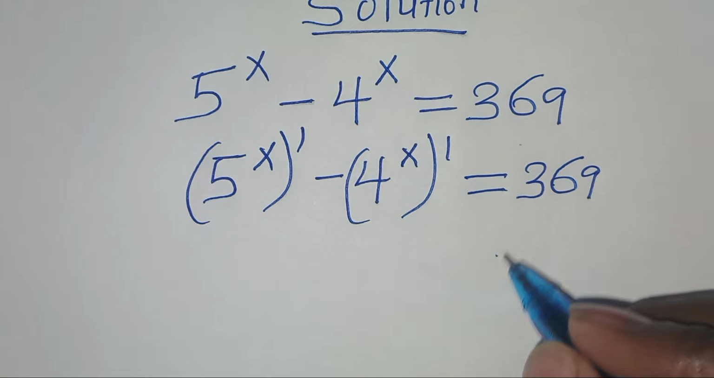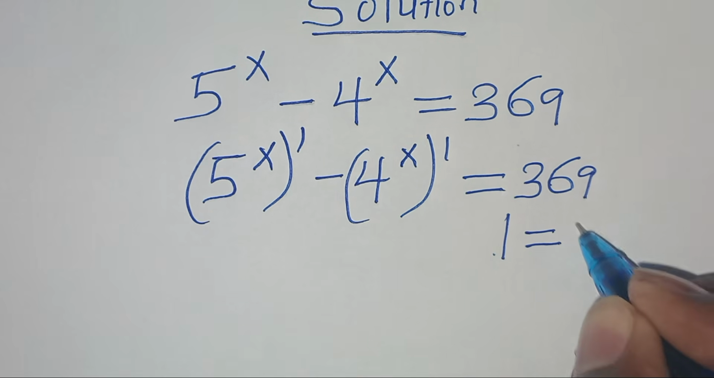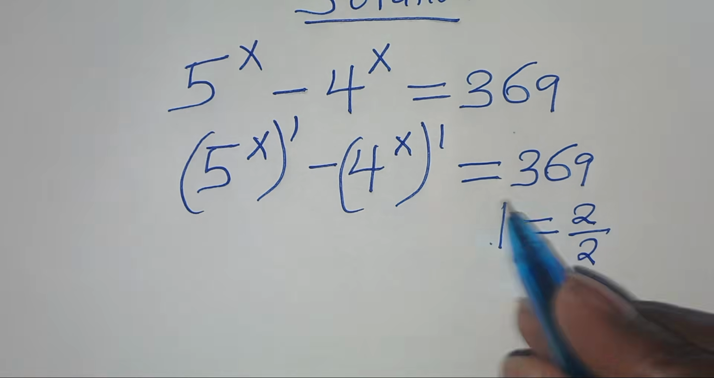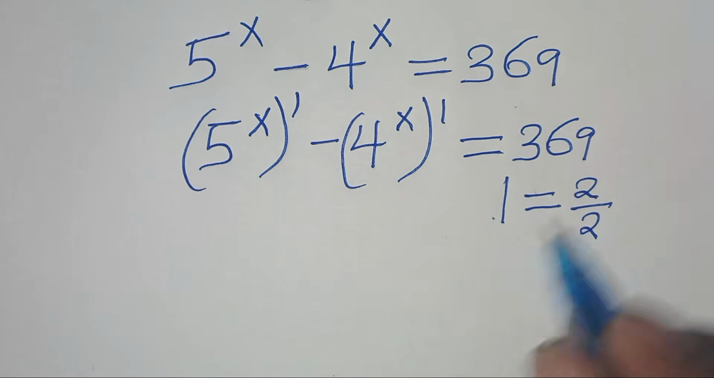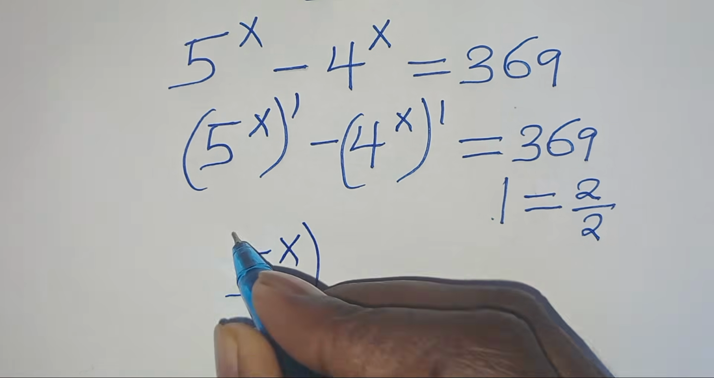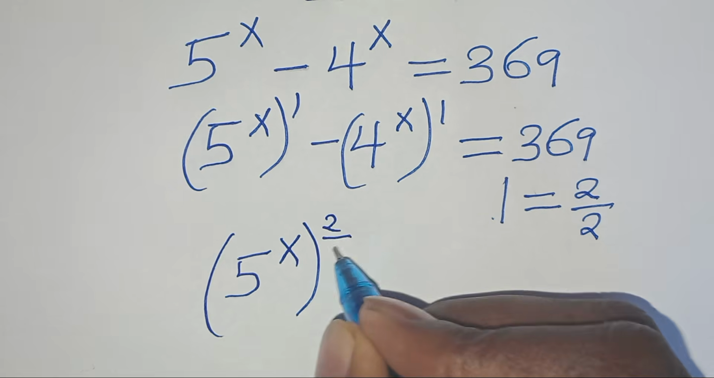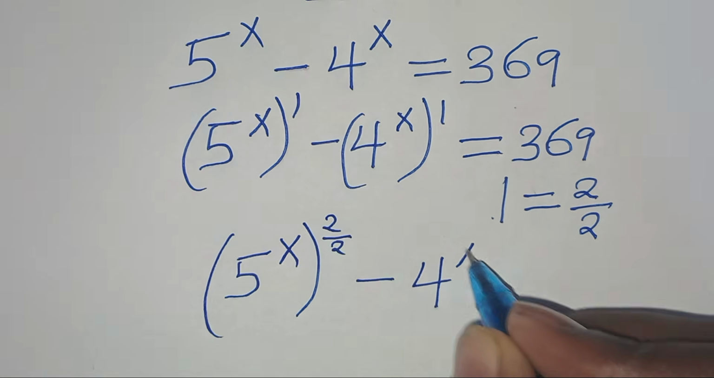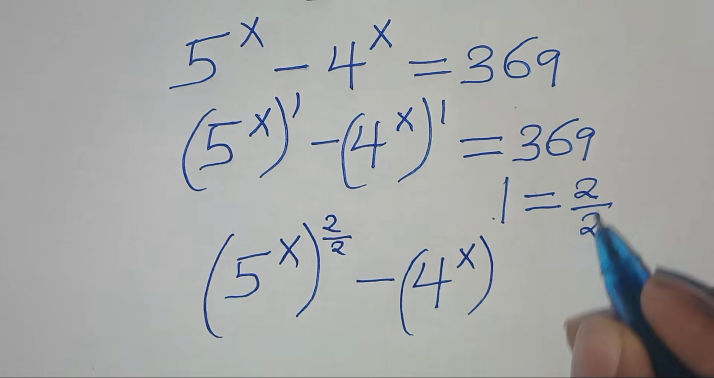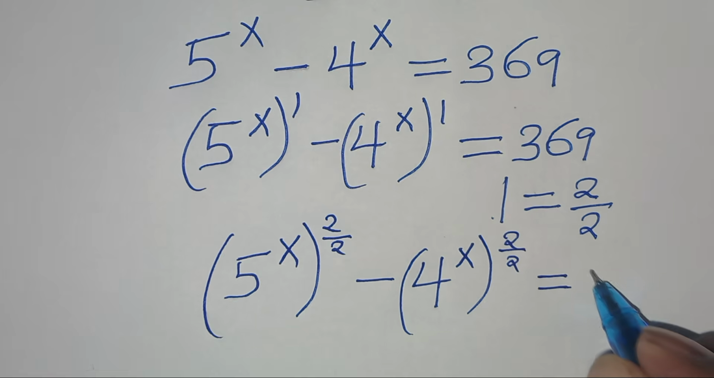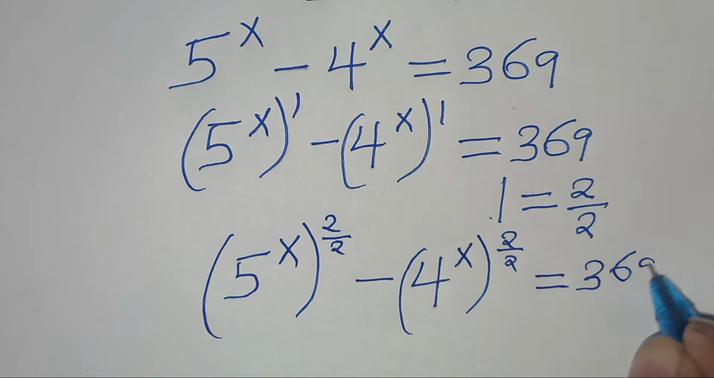The next step is that we can express 1 as 2 over 2. 2 over 2 is the same thing as 1, so we can substitute this so that we have 5 to the power of x raised to the power of 2 over 2, minus 4 to the power of x raised to the power of 2 over 2. This is equal to 369.